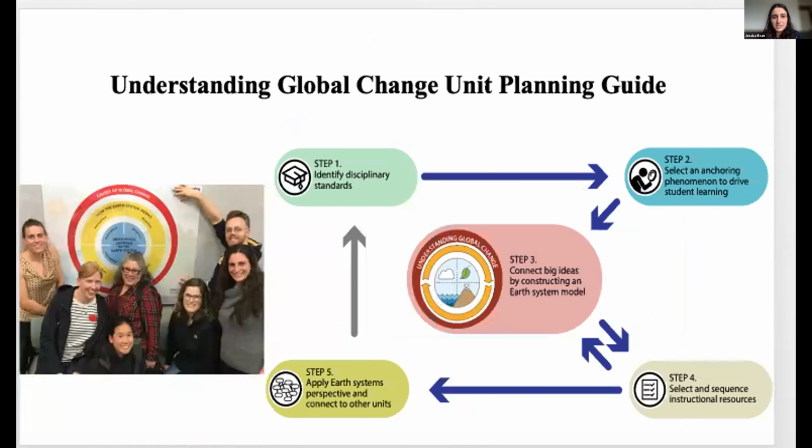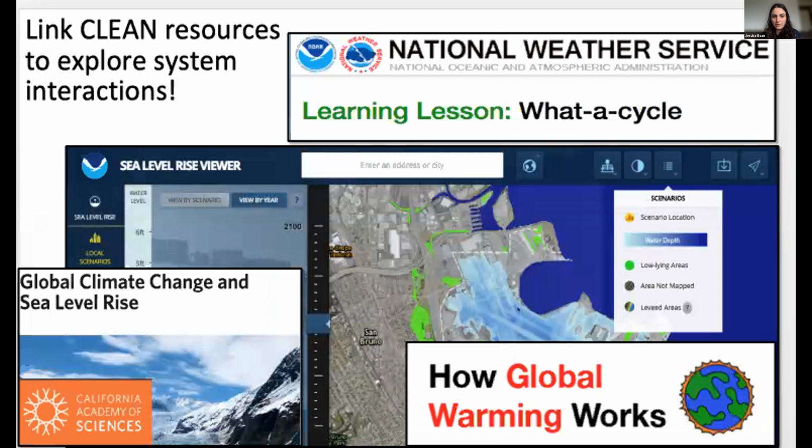We've also created an entire planning guide that you can download to help you think about planning instructional units in this way. And you don't necessarily have to develop a whole new unit. You might just be able to, as I mentioned, repurpose or reuse resources in the same way that we used all these excellent resources from the CLEAN website.